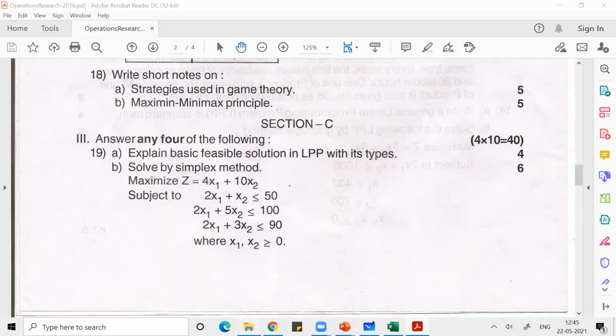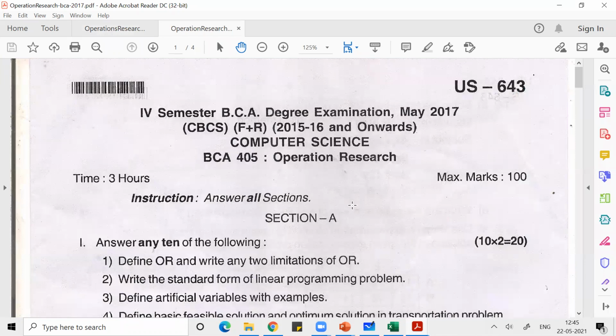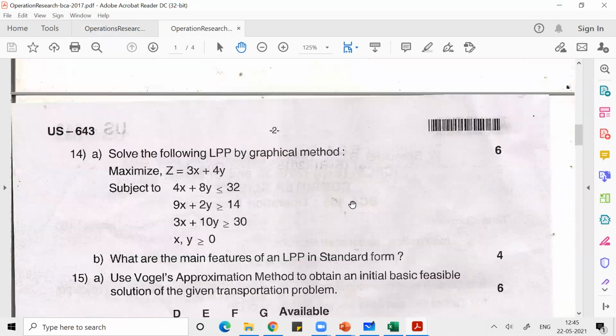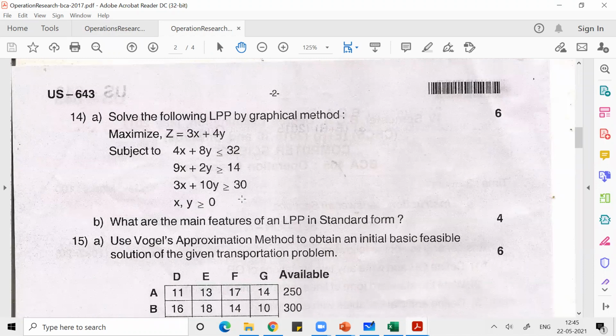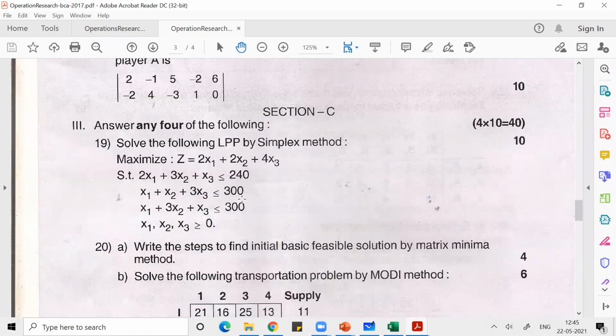Whichever year's question paper I open, 16, 17, you'll always find a problem on the graphical method and a problem on the simplex method. Every problem can be solved by the simplex method, but not every problem can be solved by the graphical method. Here in this problem, you have three variables, x1, x2, x3, so you cannot solve it by the graphical method. But by using the simplex method, you can solve any problem. I think by this time, you have learned how to construct an LPP model.